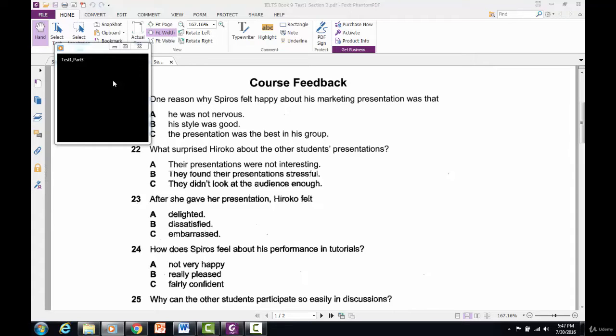Right, so even though it's all multiple choice, they're still splitting it up because this is section 3. So they're going to do 21 through 25, and then they're going to stop the tape and give you time to look at 26 through 30.